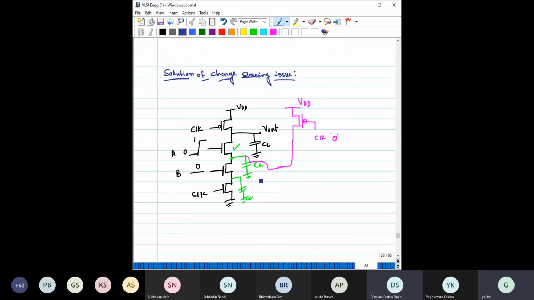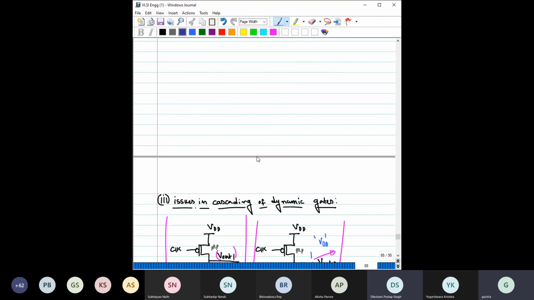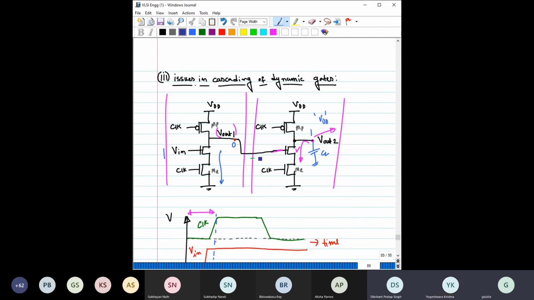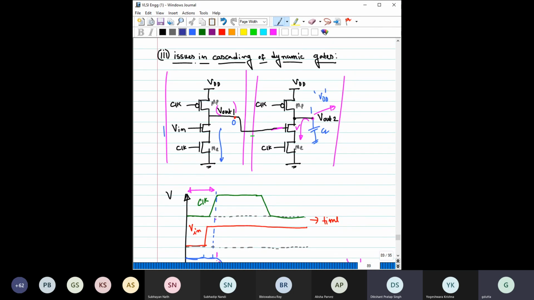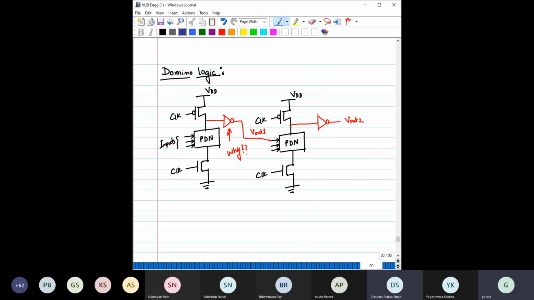Then the solution of this charge sharing issue. We have already discussed it in yesterday's class: identify the critical node and pre-charge it. Now, another important thing that we have discussed, but I just want to briefly go through it once again, so that it would be easier for us to continue with the next section, because that is how we can introduce why domino logic is required.